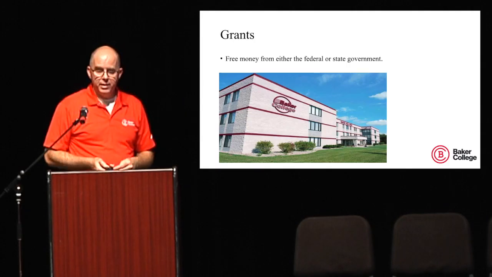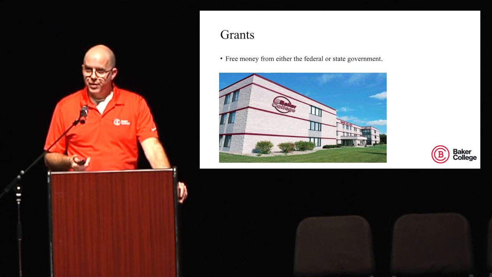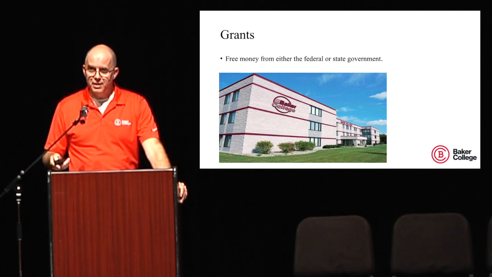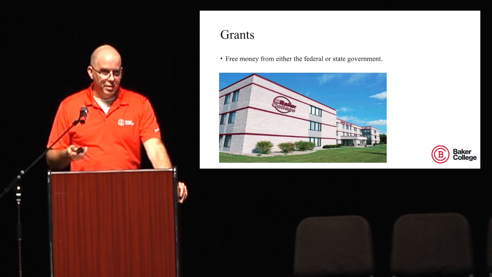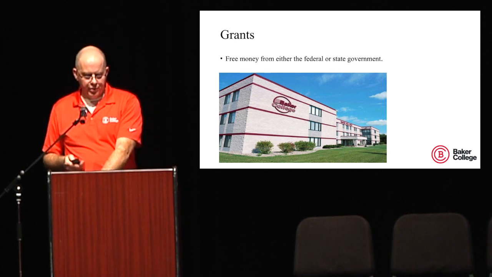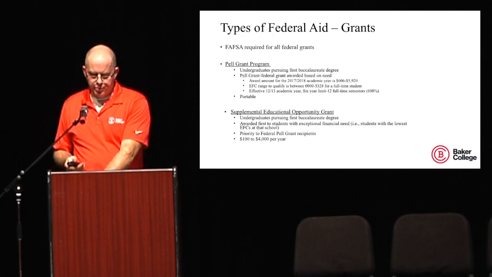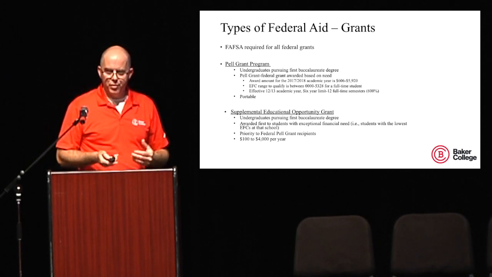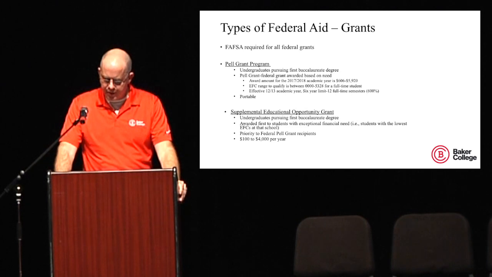So let's just start at the beginning. Grants is the first type of financial aid. This is money from either the federal government or the state government that doesn't get paid back. Schools that you list on the FAFSA use that EFC to look up in different indexes to determine if your son or daughter is going to qualify for certain federal or state grants. A FAFSA is required for all federal grants. The first one that we'll take a peek at is the federal Pell Grant. This is for undergraduates pursuing their first baccalaureate degree.